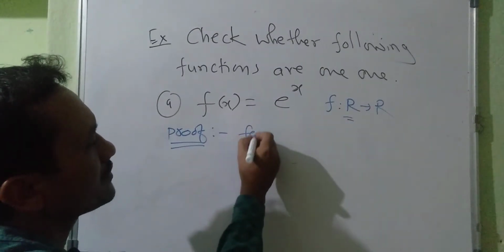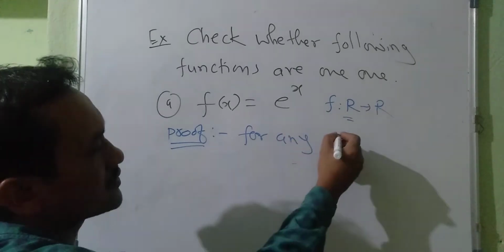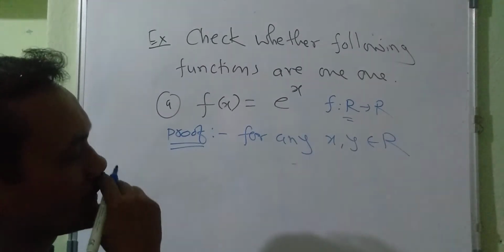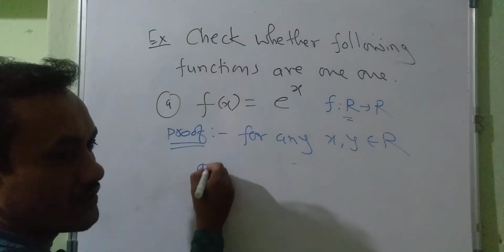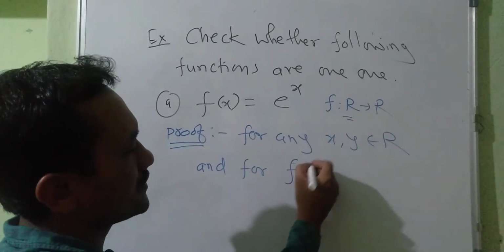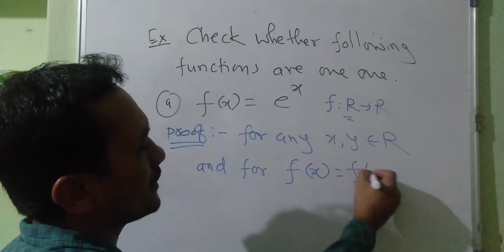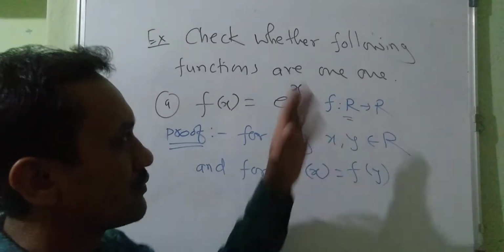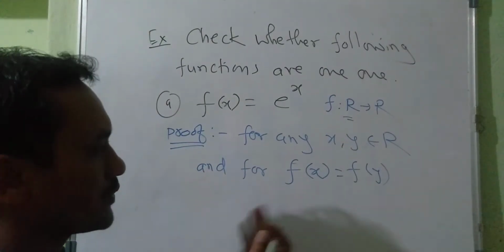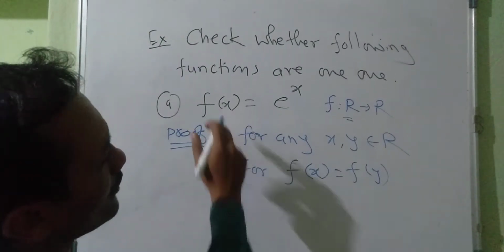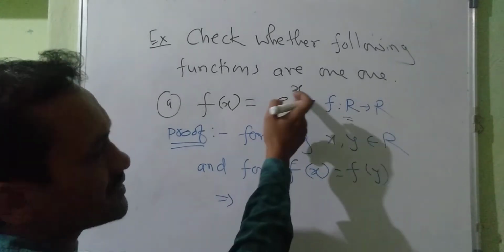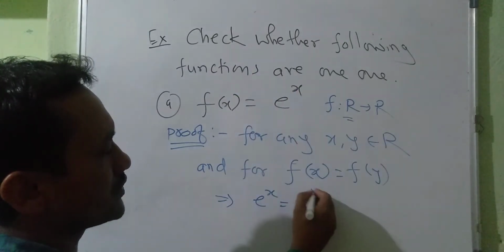We will take any two elements from this real number set, that is the domain. So for any x, y from the real numbers R, we just consider the condition f of x equals f of y. So we take two elements from the range, f of x and f of y equal. What is f of x here? f of x is e raised to x. What is f of y? Just replace x by y, so it is e raised to y.